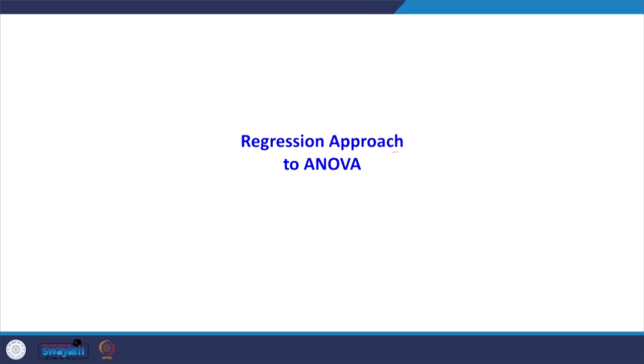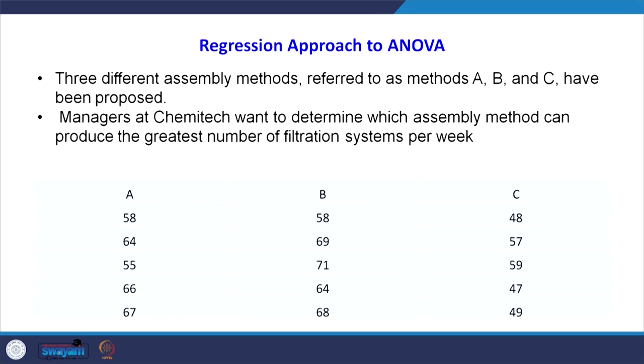Now, with the help of regression, I am going to tell you how to solve an ANOVA problem. I have taken one sample problem. That problem first I am going to solve with the help of ANOVA, then with the help of Excel I am going to solve it. After that, I am going to explain how to solve the same ANOVA problem with the help of regression analysis. The problem is like this.